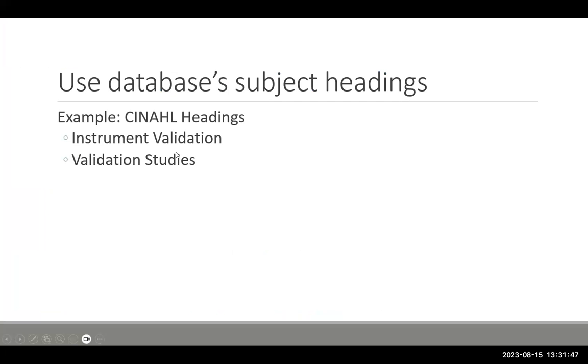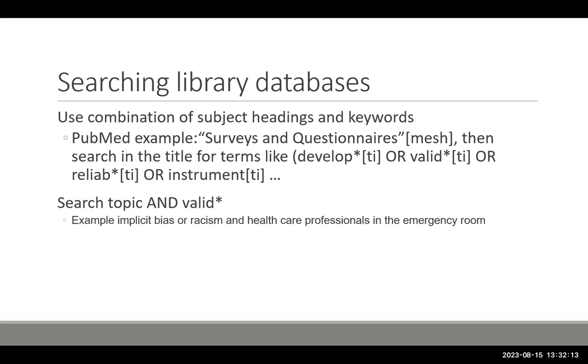So another thing, I could also look in the subject headings. And with the subject headings, in CINAHL, this is an example, I can look at instrument validation. I can also look at validation studies. So that's another thing that I can use the database for, subject headings. So that is another way I can do this.